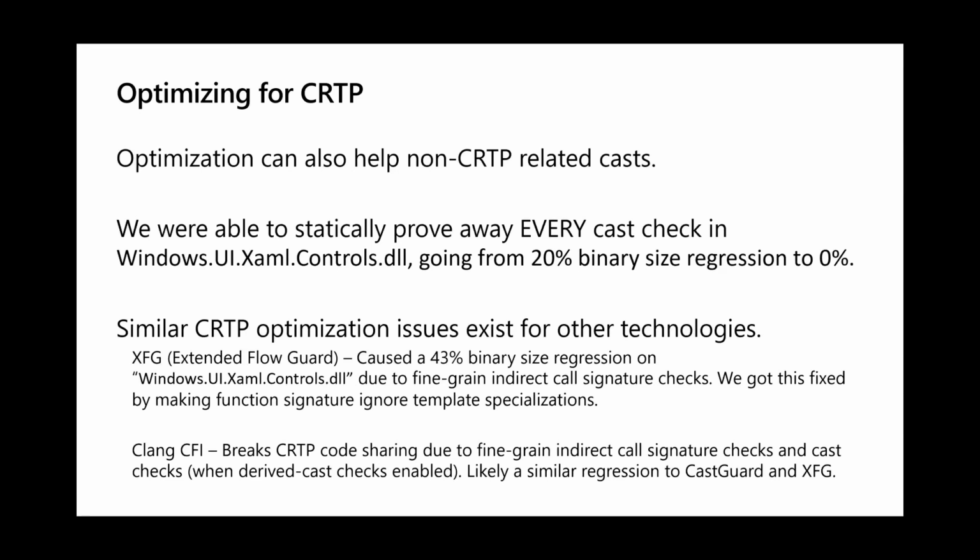So we went from a 20% binary size regression to 0%. There's no more cast checks at all. It's just statically proven safe.